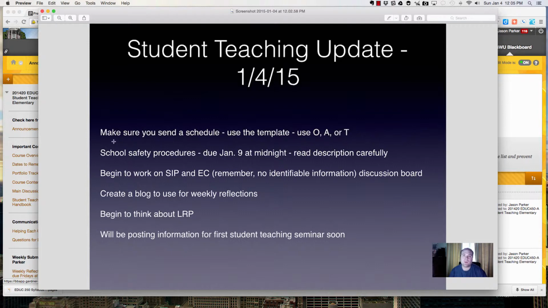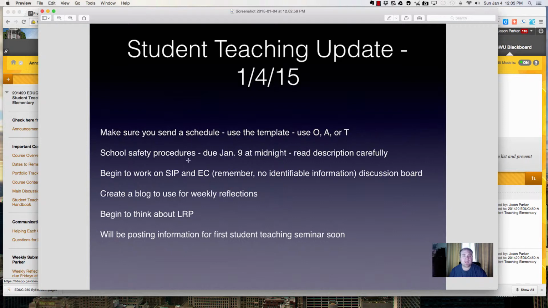Make sure that your weekly schedule is broken down and developed in a way that is easy for your university supervisor to understand. Times for each subject area should be very clear. Labeling should be very clear so that we can very quickly understand your day and your responsibilities for each day.